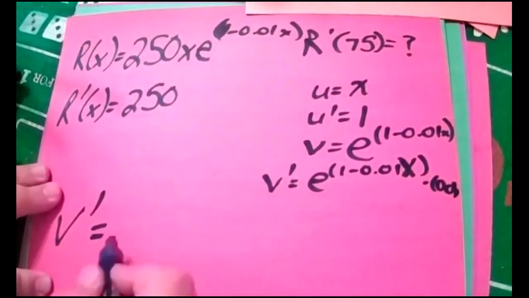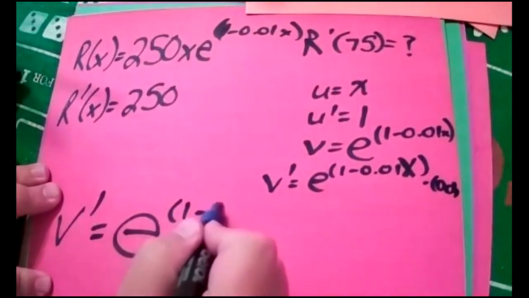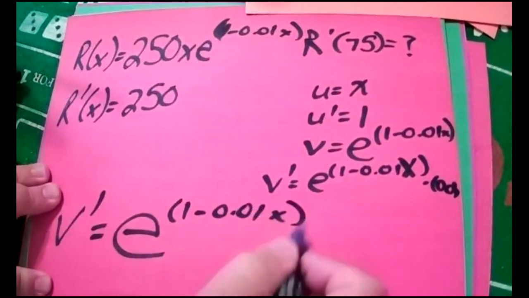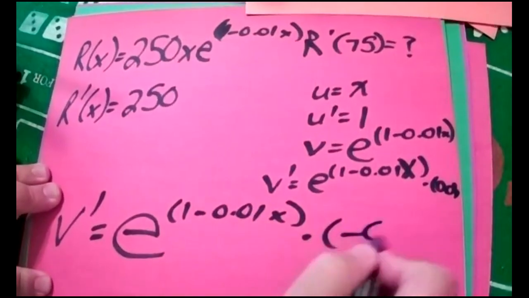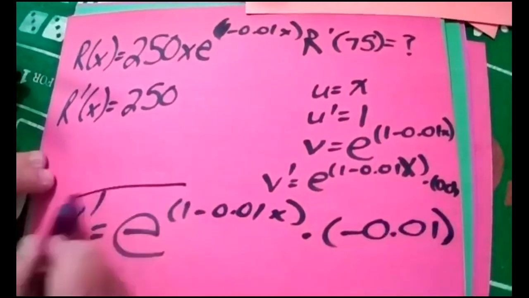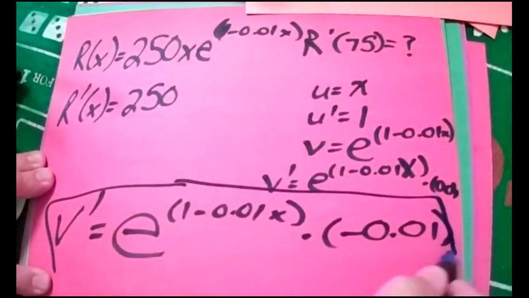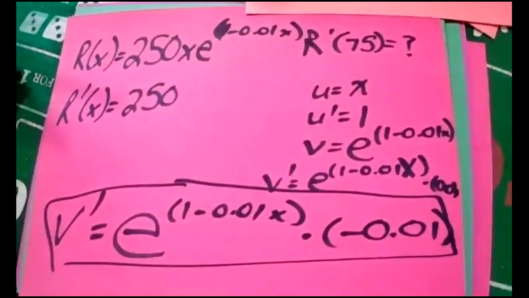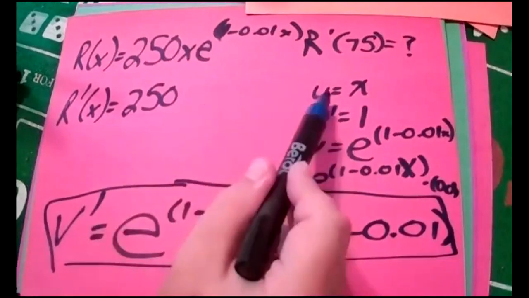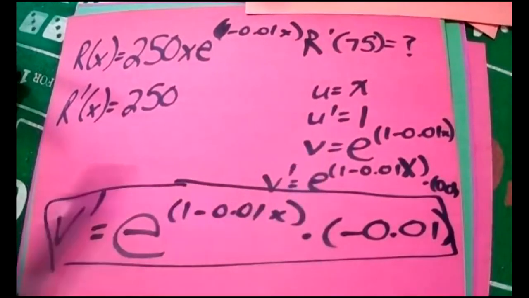V prime then is going to be e to the 1 minus 0.01x times the derivative of what's inside, which is negative 0.01. This is very complicated and easy to mess up when you're writing it. Like I said, writing it big makes it much easier. All right, so now I have u prime, I have v, and I have v prime.